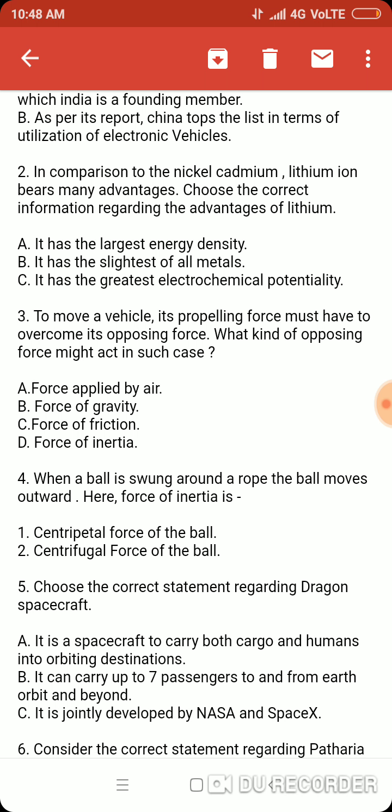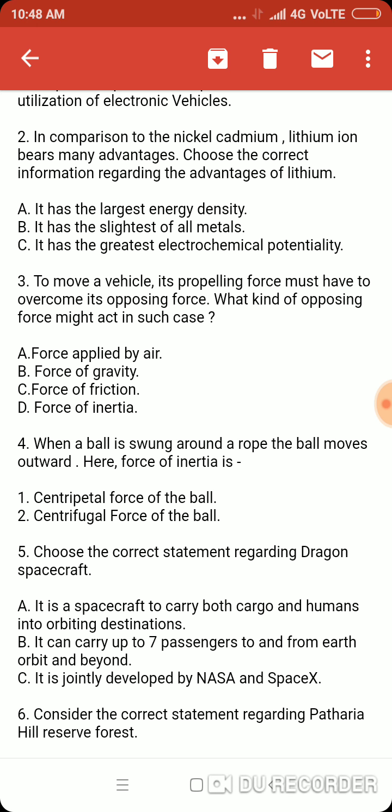The lithium ion battery is widely used in electronic vehicles and other portable electronic instruments, right? So here this question is not exhaustive. Try to find out what the advantages and disadvantages of lithium ion batteries are in comparison with nickel cadmium batteries. Here, option A: it has the largest energy density, it is the lightest of all metals, it has the greatest electrochemical potential. All three are correct for the lithium ion battery.